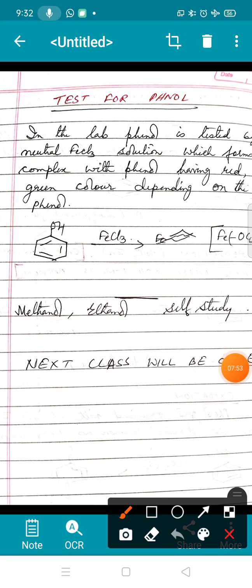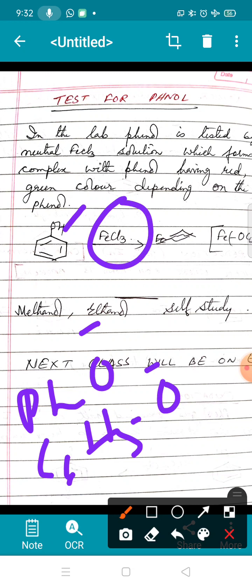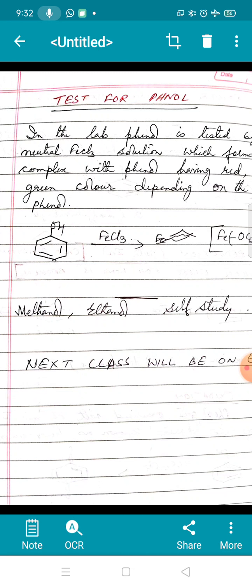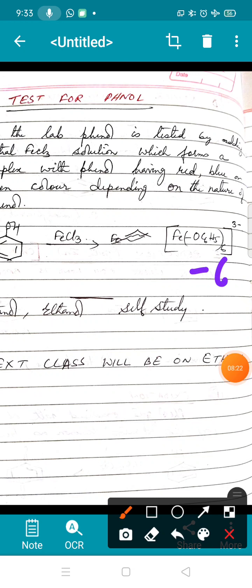As you can see here, from phenol, if this hydrogen is removed, then we will be left with phenoxide ion, PhO minus, or in other words, C6H5O minus. Now in ferric chloride, the oxidation number of iron is +3. Here we have taken 6 phenoxide ions and 1 iron. So 6 phenoxides will have 6 negative charges, -6, and 1 iron will have +3 charge. So overall charge on the complex is 3 minus.